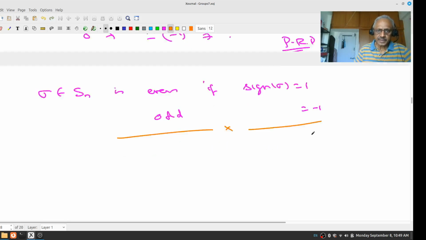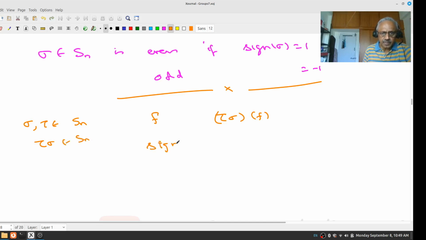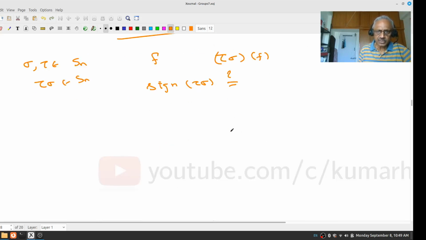The next thing I want to do is, suppose there are two elements sigma and tau in Sn, and f is the polynomial I defined. Now tau sigma is in Sn. Therefore, I can talk about the sign of tau sigma. I want to know whether it's related somehow to the sign of tau and the sign of sigma. Is it related to the sign of tau and the sign of sigma? So let us do that.